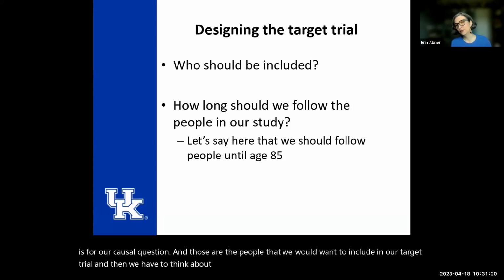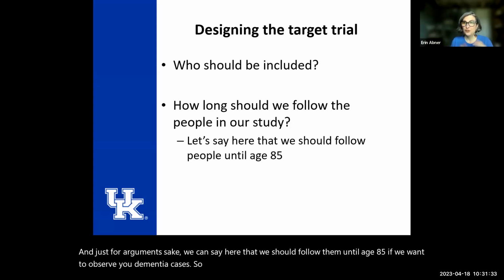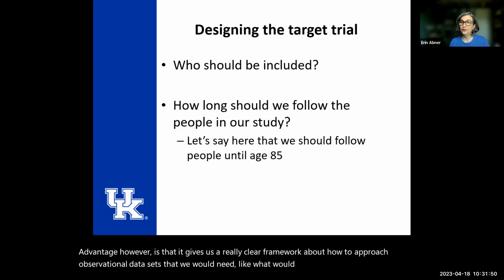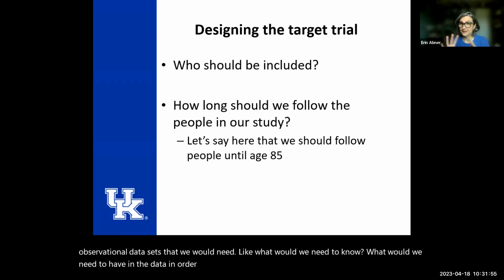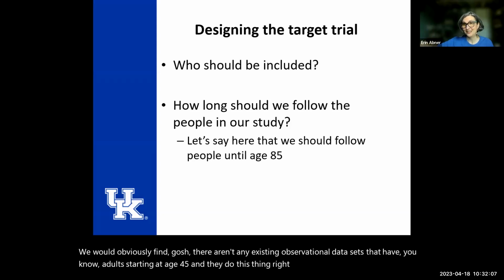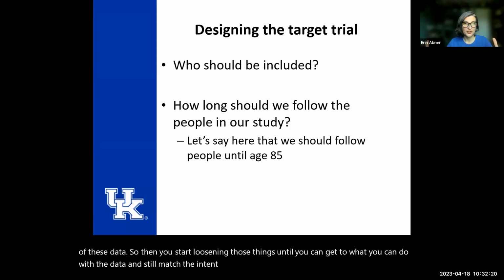And then we have to think about how long we will follow the people in the study. Just for argument's sake, we can say here that we should follow them until age 85 if we want to observe dementia cases. So the target trial is not feasible. The advantage, however, is that it gives us a really clear framework for how to approach observational data sets. What would we need to know? What would we need to have in the data in order to estimate this causal effect? We would obviously find, oh gosh, there aren't any existing observational data sets that have adults starting at age 45 who start exercising, and we have all of these data. So then you start loosening those things until you get to what you can do with the data and still match the intention of the target trial that you're designing.